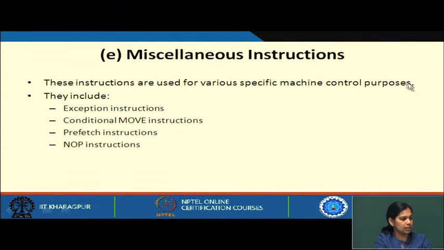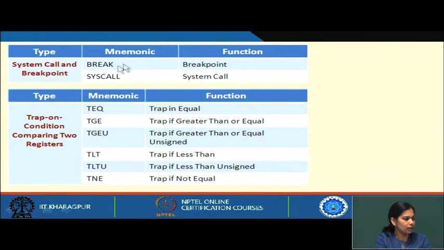We also have some miscellaneous instructions. These instructions are used for various specific machine control purposes, and they include some exception instructions, conditional move instructions, some prefetch instructions, and no operation instructions. We will again see that some of these no operation instructions may be used in the pipeline for some purposes. So, system call. Syscall is something which we will be using often in programming any assembly language code.